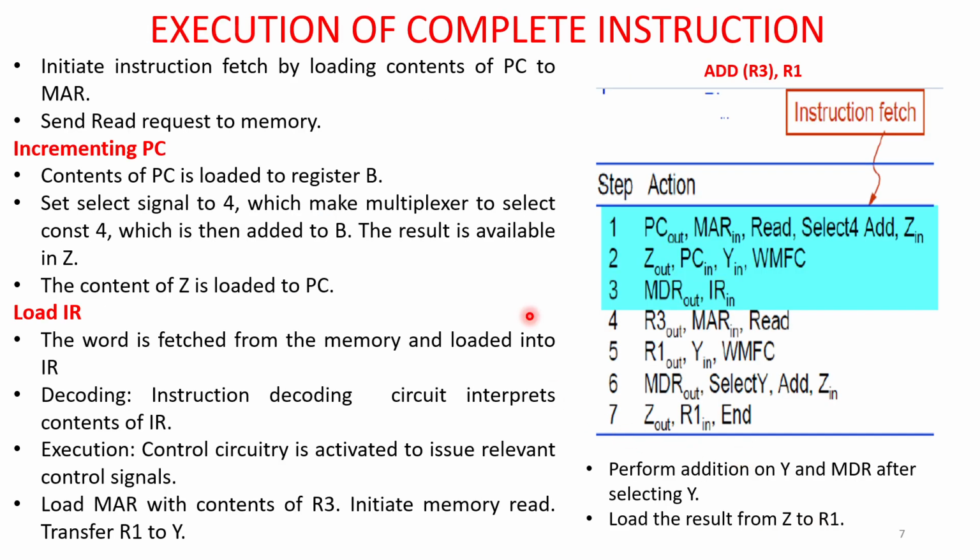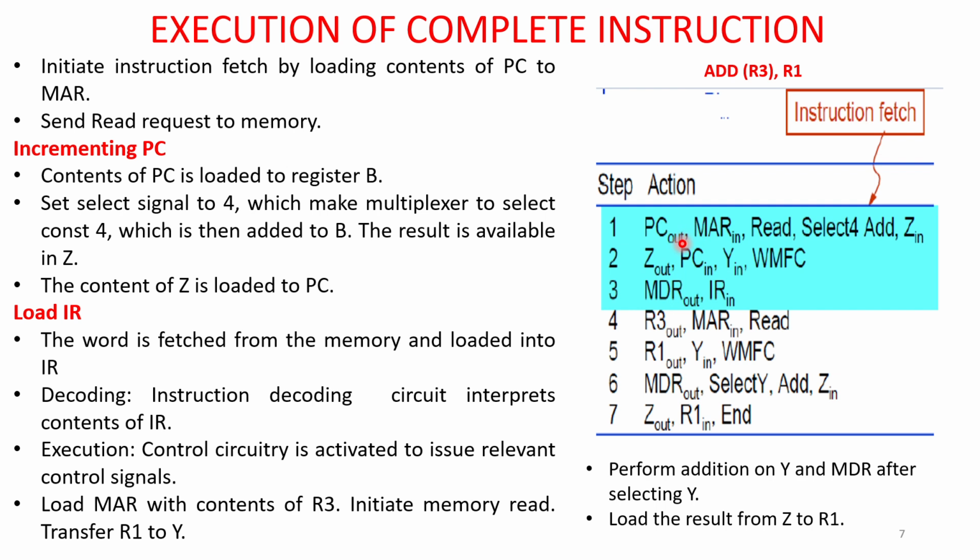Now the execution of a complete instruction. There are 7 steps for normal instructions; in case of a branch instruction, this is reduced. Here first you refer to the PC value. It contains the address of the next instruction. So get the PC value using the signal PC out and store the value in MAR.